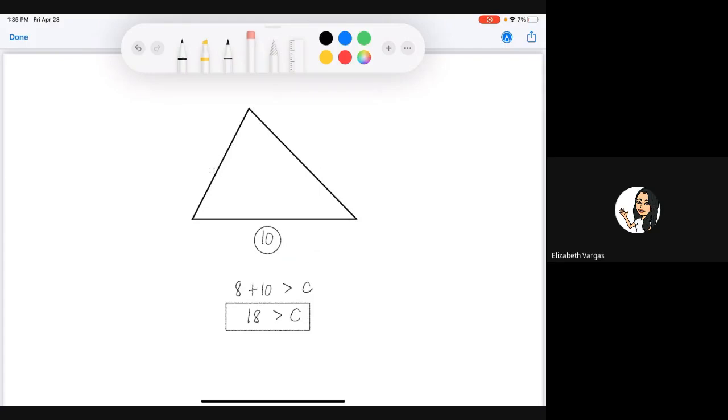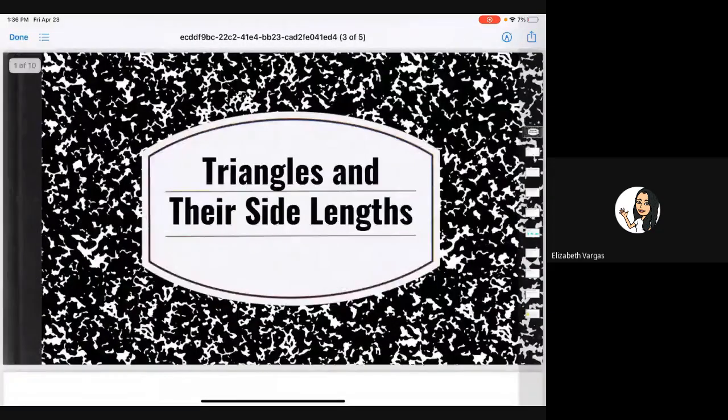I can do another example. If this is 1 and this is 3, what is this missing side? What does B have to be less than? B has to be less than the sum of my other two lengths. So 4. B has to be less than 4. So that's what that theorem is telling me. My third side length has to be less than the sum of my other two sides. So, keyword here is sum. It has to be less than the sum. So those two sides added together.